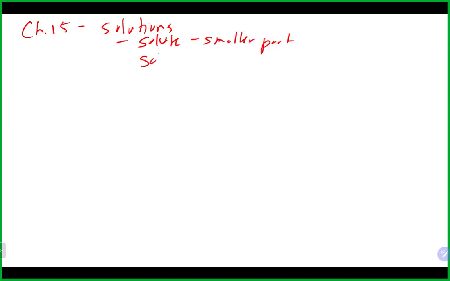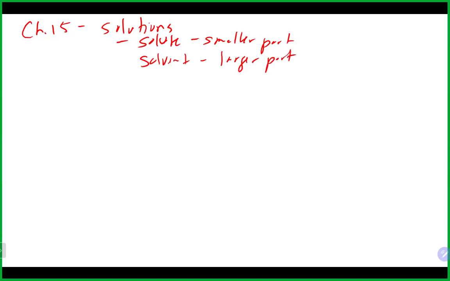All right. So, chapter 15 was about solutions. And as we talked about, there's really two parts to a solution. There's the solute, which is the smaller part of a solution. And there's the solvent, which is the larger part of the solution. Again, typically our solute gets dissolved in our solvent. For example, if it's a solid, something that is ionic, like sodium chloride would be dissolved in water, which is polar.